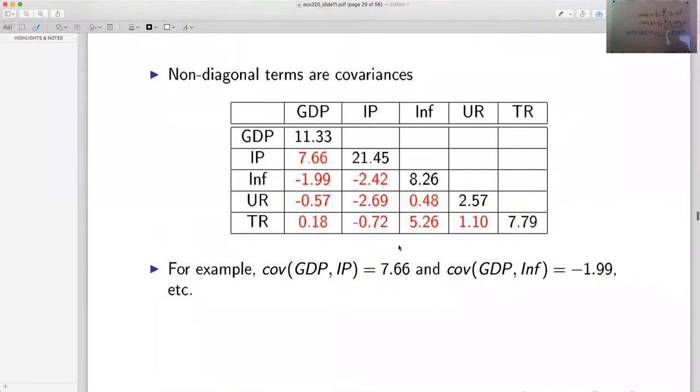So these are examples of how you look at this: the covariance of GDP and inflation is here, inflation and GDP, which is negative 1.99, etc.